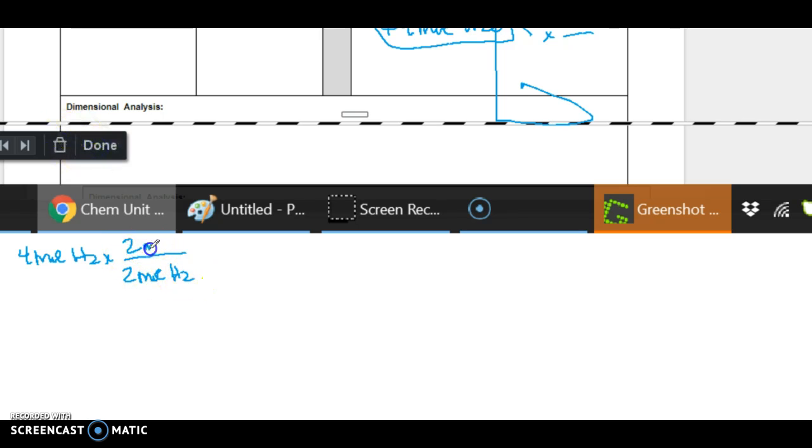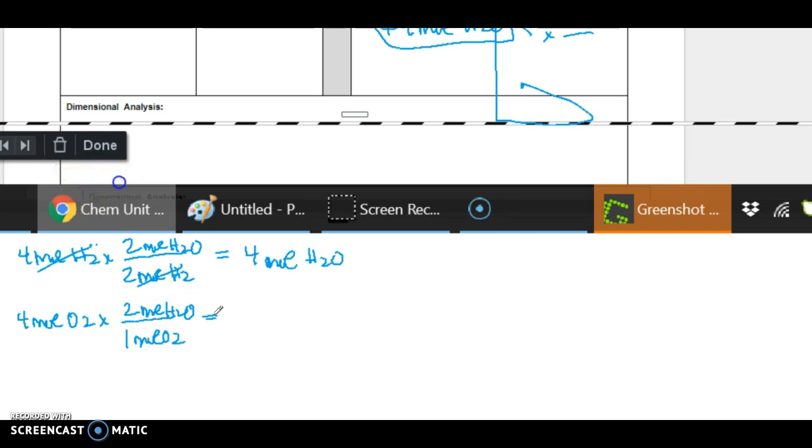I know from my ratios that 2 moles of hydrogen make 2 moles of water, so I'm going to get 4 moles of water. If I use up all the hydrogen, I'll get 4 moles of water. Or what about the oxygen? I have 1 mole of oxygen makes 2 moles of water. So if I was able to use up all the oxygen, I would make 8 moles of water. The limiter is the one that makes the least.